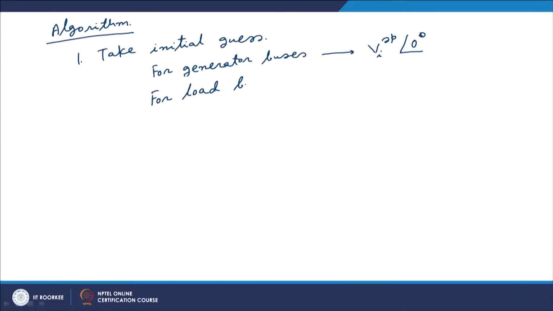And for load buses, because there is no such specified value, we say for load buses our initial guess is 1.0 angle 0. So for generator buses the initial guess is Vi specified angle 0 degree. This is for all i equal to 1 to m, and this is for all i equal to m plus 1 to n.